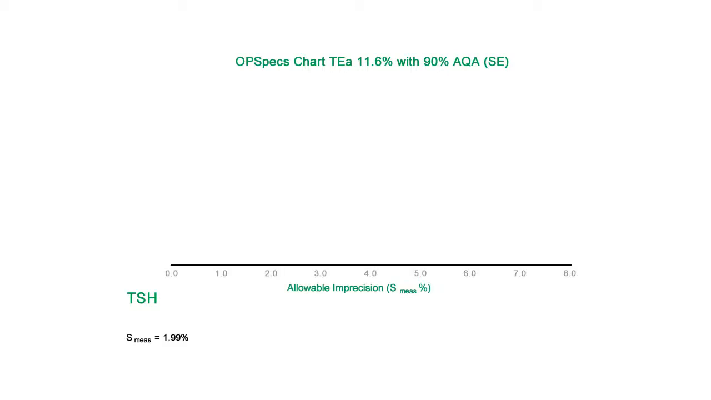Our OPSpecs charts always have the test listed in the bottom left corner. You'll find the header for the chart listed across the top. In this case, the TEA is 11.6% with an AQA of 90%. The AQA is the Analytical Quality Assurance, or error detection. The AQA is given in terms of 90%, 50%, 25%, or less than 25% in the case of a maximum QC condition.